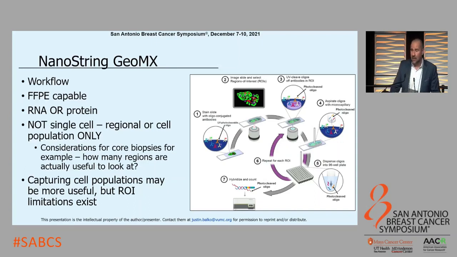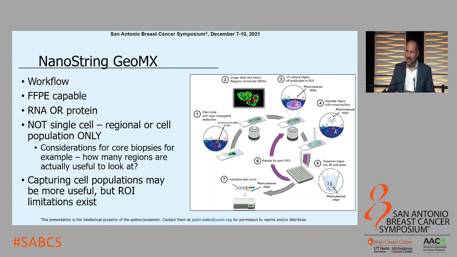Now I'm going to talk a little bit about something I think a lot of us are starting to become more familiar with, GeoMx, which is from NanoString. So the workflow here is essentially that you're taking 30 or 40 different monoclonal antibodies with their protein workflow, and you're conjugating oligonucleotides to those that are attached by a photocleavable linker.